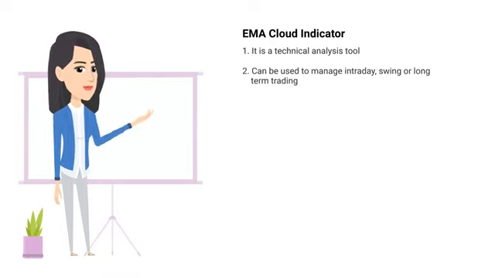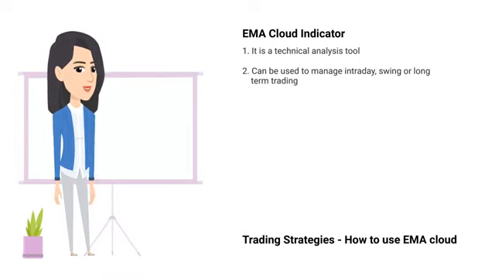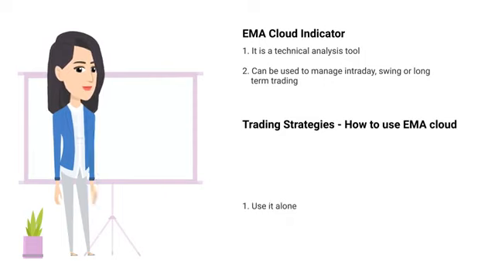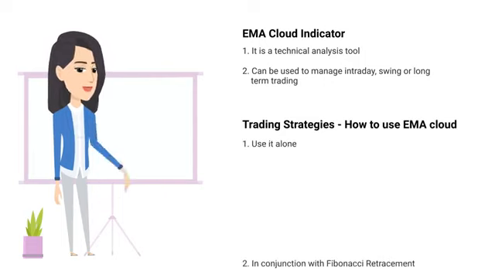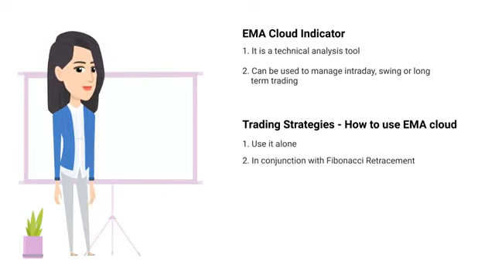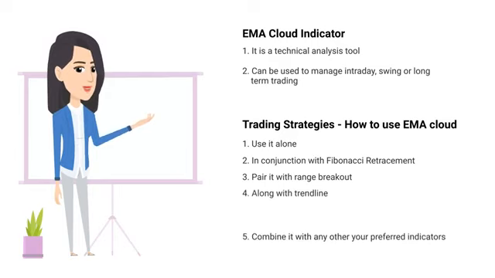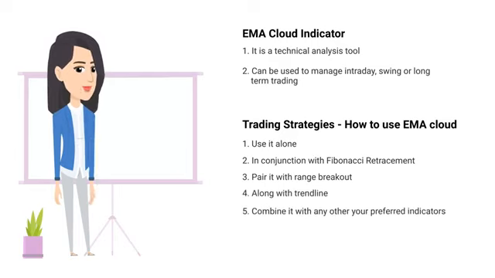EMA Cloud Indicator is a tool that can be used as a part of your technical analysis to assist you to manage your trades. There are many ways to use EMA Cloud. For instance, you can use the EMA Cloud in conjunction with Fibonacci retracement, you can pair it with range breakout, simply use it along a trendline, or combine it with any of your preferred indicators. There can be many combinations. For the purpose of this video, we will be looking at how to utilize EMA Cloud alone to manage your trades. Once you have learned how the EMA Cloud works, you can tailor it to fit in your trading strategy.